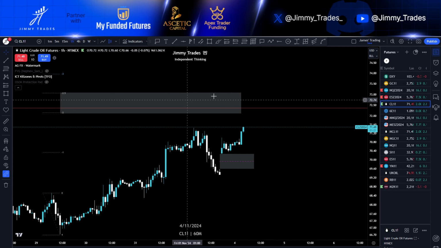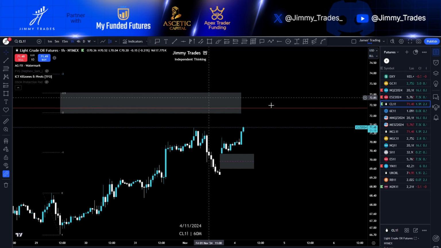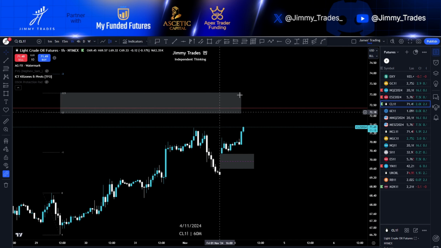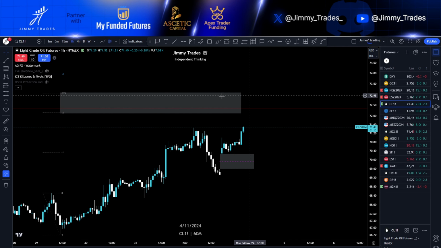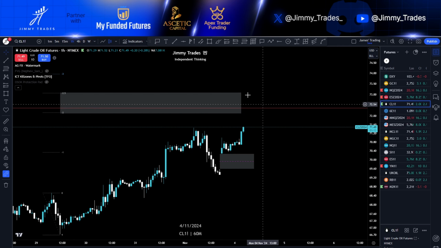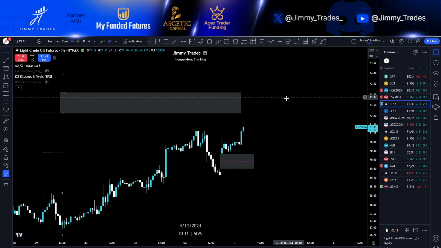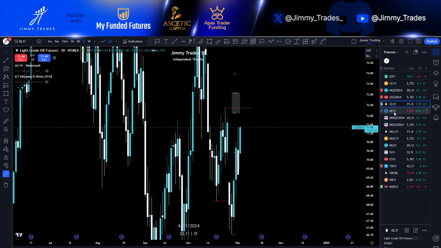But I will remain bullish, looking for price to reach into this negative 2 to 2.5 region, and then depending how price reacts to this level, then I can reassess. All right, let's move back to the daily, have a look at our other assets.